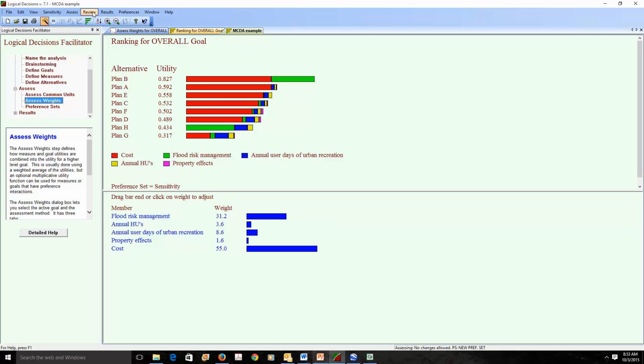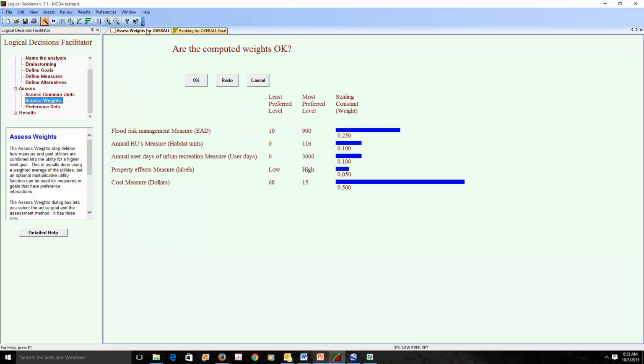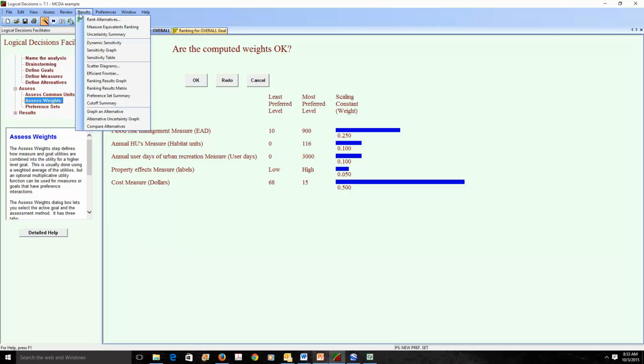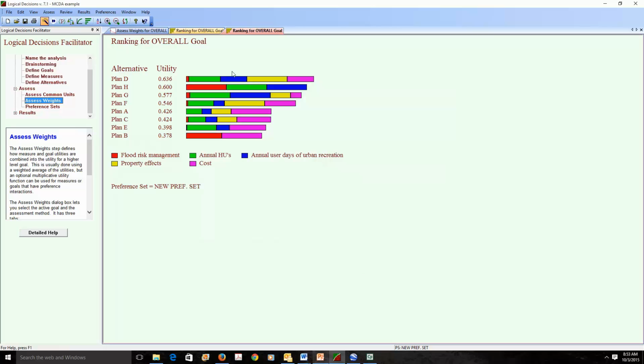There are a couple of other things that are relatively useful. Let me go back to, let's close this out, and I want to go back to my weights. They are as I liked. I'm going to go back to results now, rank them again just to get back to the original set. And here we are, back with Plan DHG.